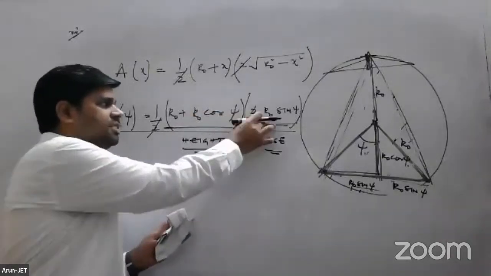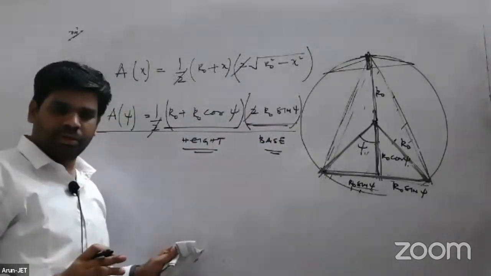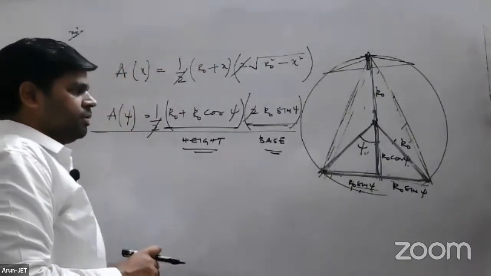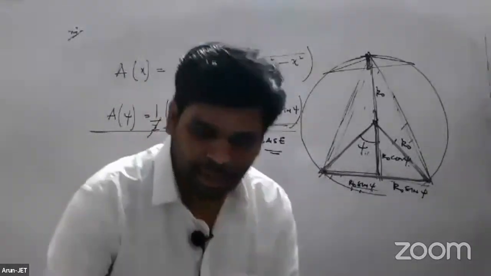Are you convinced with this? This is height and this is base. Is this the same thing you've done? Yes, sir. But I got height as sin theta and base as 2 r naught cos theta. Then that means there you have gone wrong. I took all values, sir, not only half. I named the triangle as ABC and I took base BC as 2 r naught cos theta.